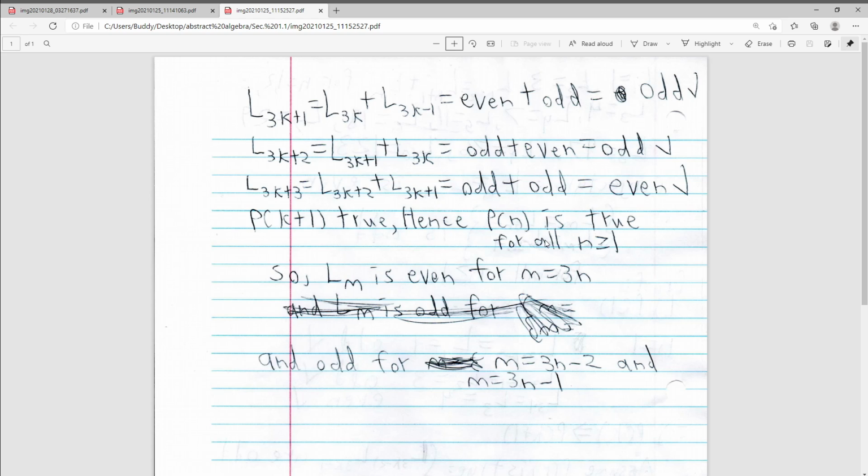Hence, P of n is true for all n greater than or equal to 1. And you could just keep this as just all n terms and k's, but Lm is even for m equals 3n, because of how I set it up, and odd for m equals 3n minus 2 and m equals 3n minus 1. But that's because of my setup.